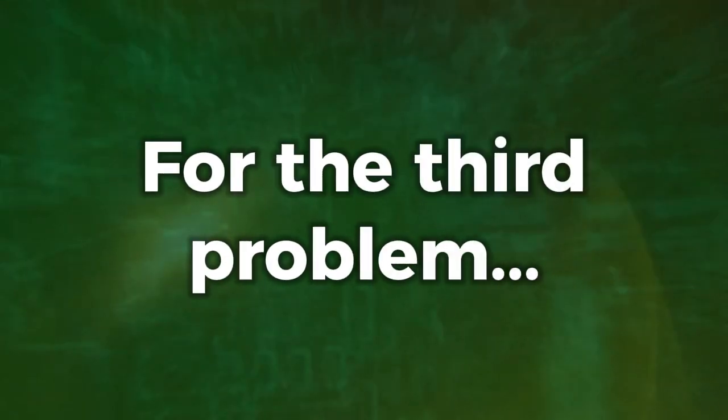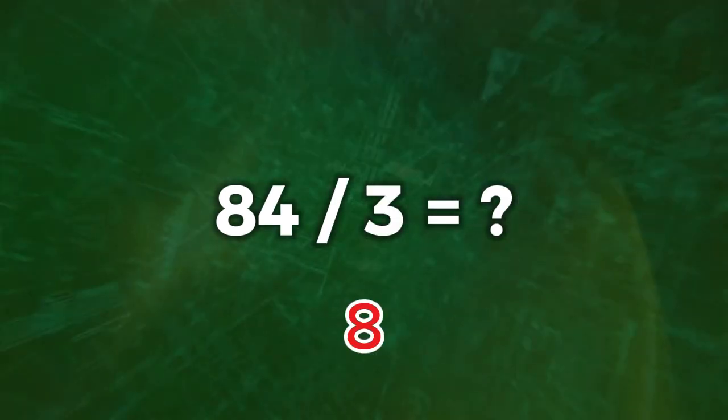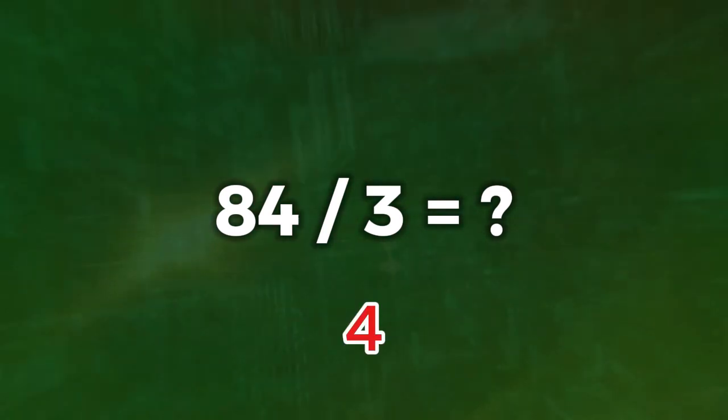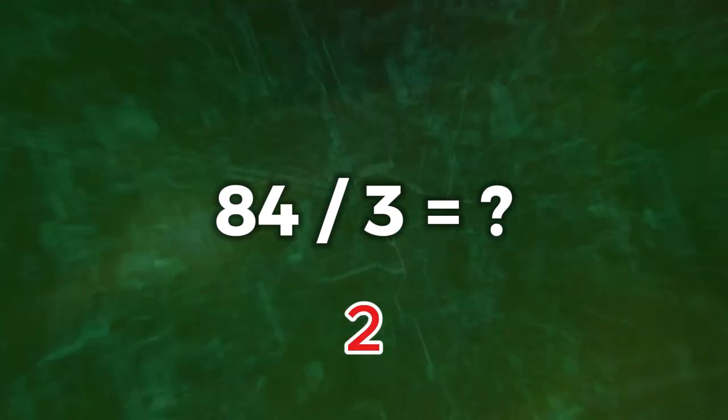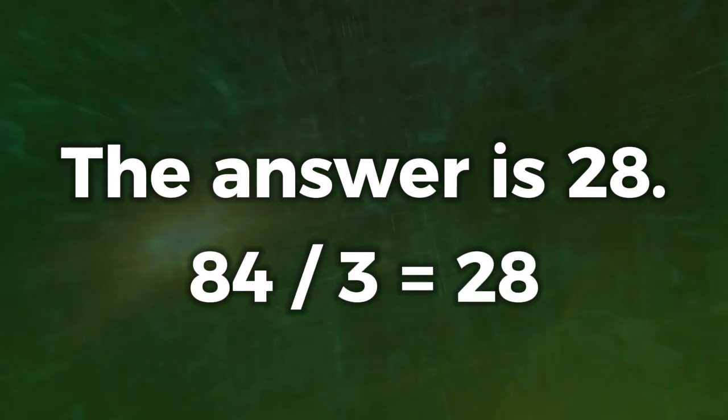For the third problem. What is 84 divided by 3? The answer is 28. 84 divided by 3 is equal to 28.